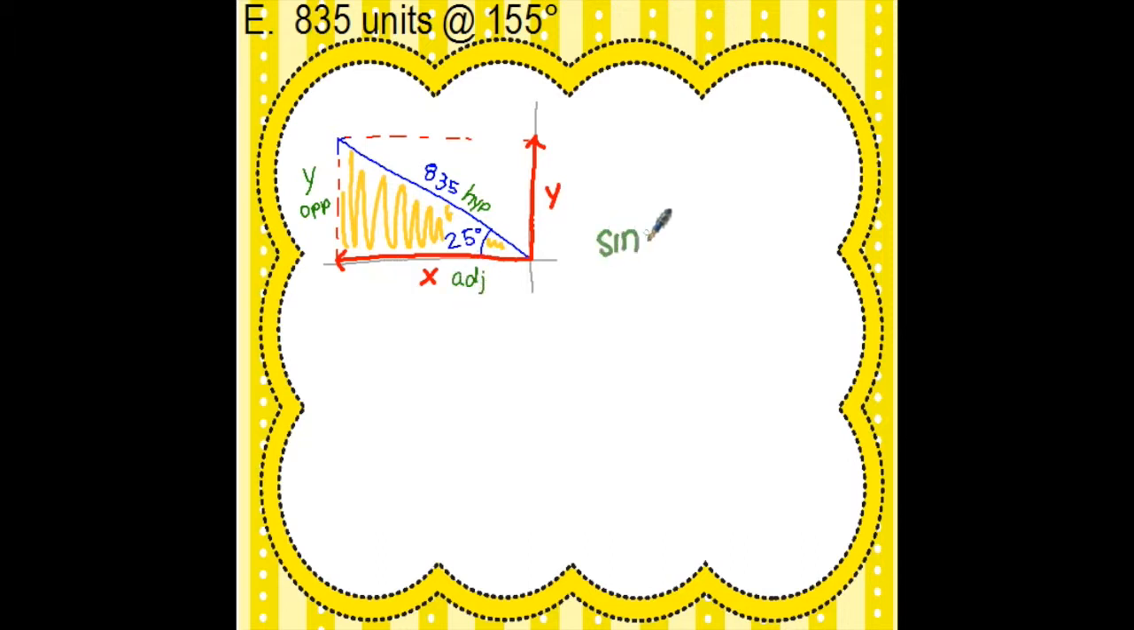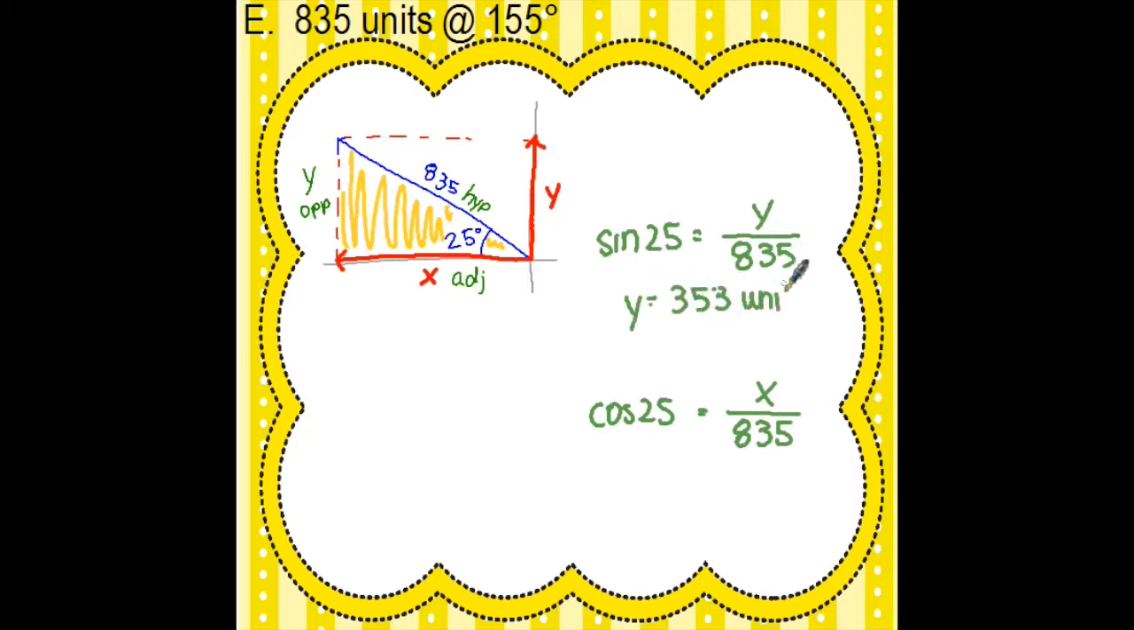I'm breaking into components, so I know it's going to be sine and cosine. My hypotenuse is 835. I look at my triangle and I see that my opposite side in this triangle is y. My adjacent in this triangle is x. Got my magnitude is 353. My direction is north. My magnitude is 757. My direction is west.